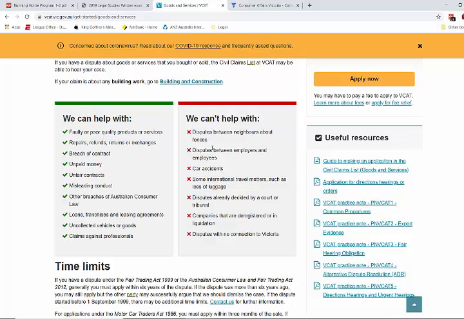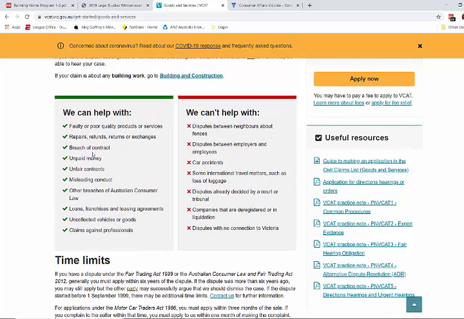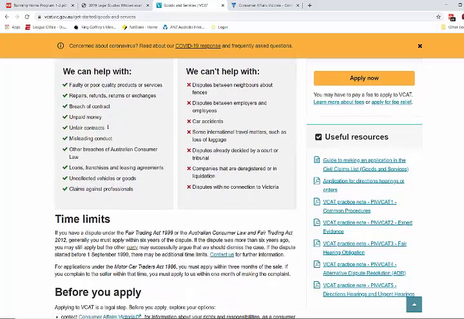You'll just notice the list of things they can't help with. Disputes between neighbours about fences, not VCAT. You want to go to the Dispute Settlement Centre in Victoria to kickstart that one. Employers and employees, car accidents, loss of luggage, so on and so forth. So we're going to fall firmly in this faulty or poor quality products or services.